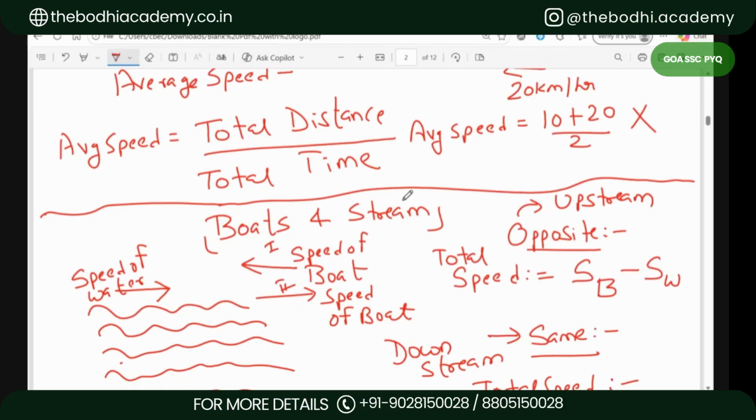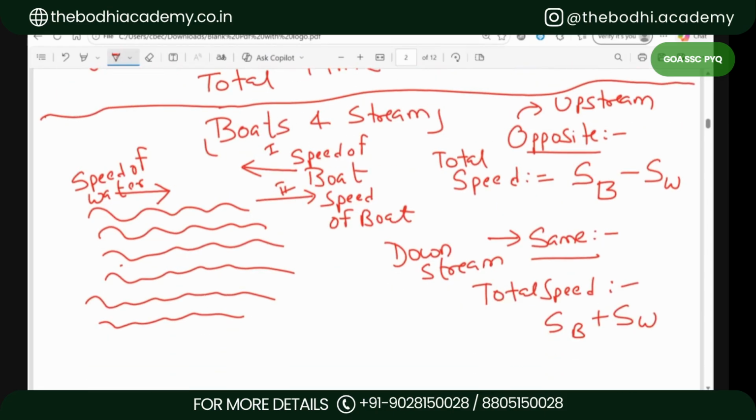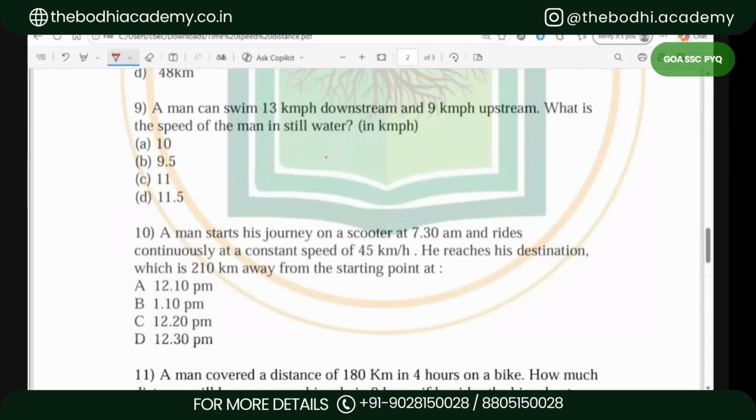So when the question says it is downstream, what happens? The speed adds up. So a man is swimming. Say for example, speed of man is X, speed of water is Y. If they are going downstream, X plus Y is equal to 13. If they are going upstream, X minus Y is equal to 9.